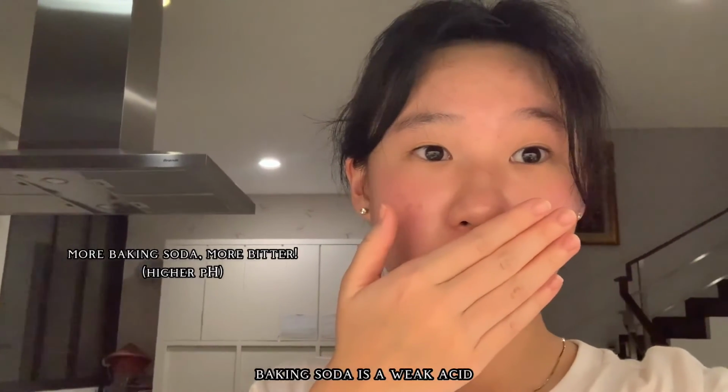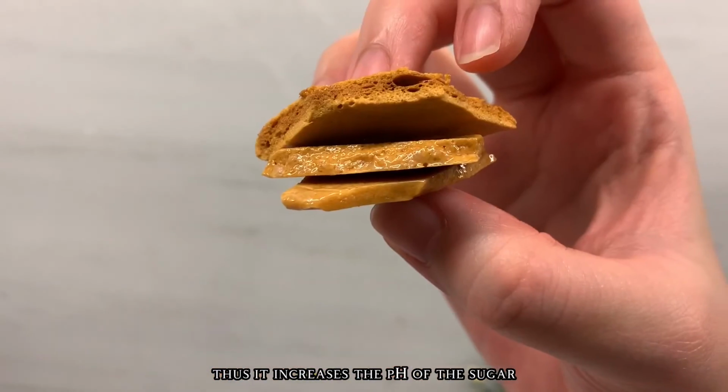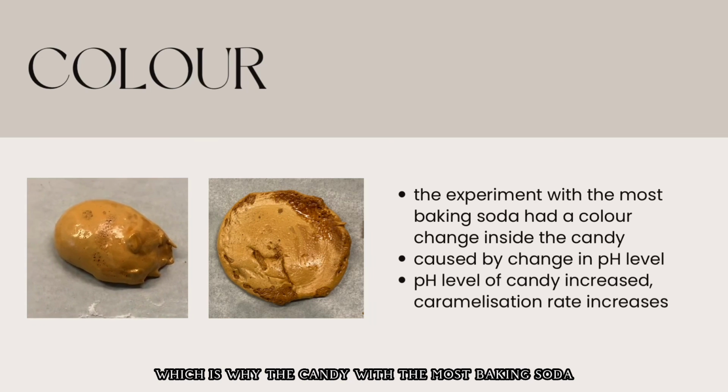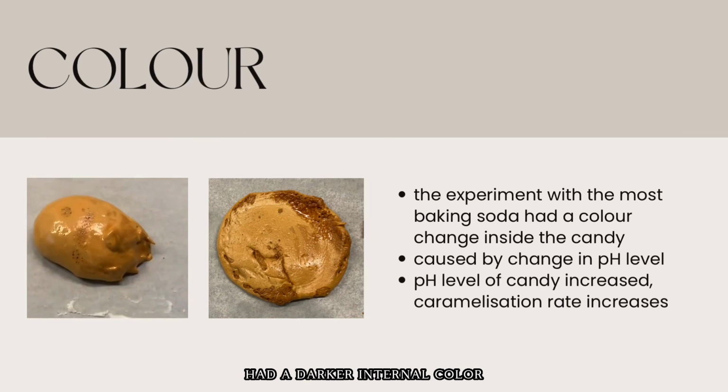Baking soda is a weak base, thus it increases the pH of the sugar. As a result, it speeds up caramelization, which is why the candy with the most baking soda had a darker internal color.